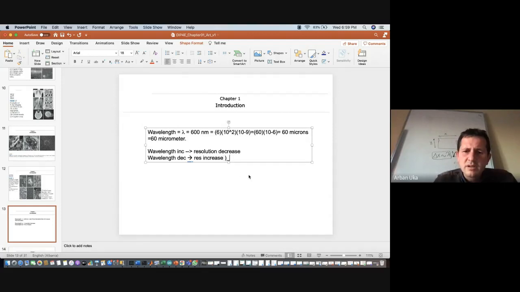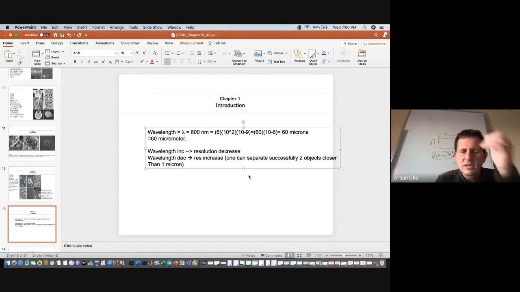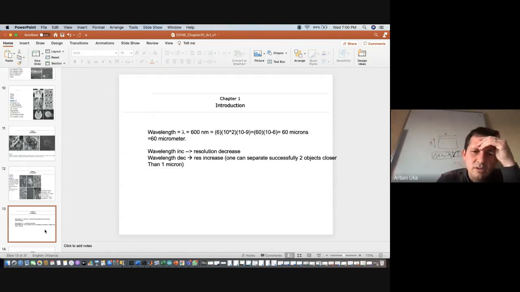Increasing the resolution means that one can successfully separate two objects closer than, let me call it like this, 1 micron. So this is what this resolution issue is all about.